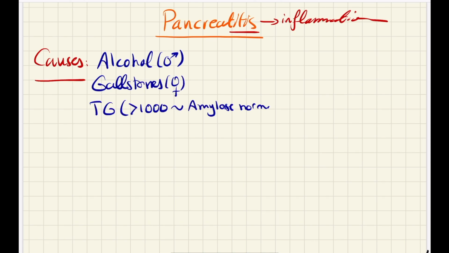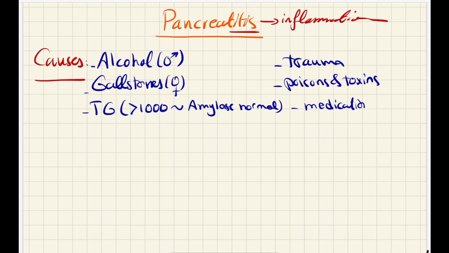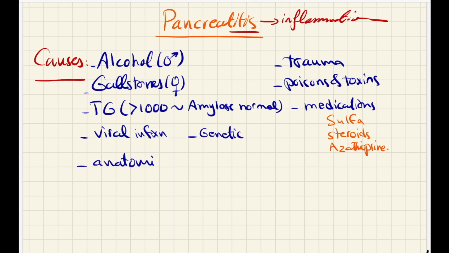Hypertriglyceridemia, more than 1000. Usually it's present with falsely normal amylase. Trauma, poisons and toxins. Medications, we can mention sulfa drugs, all the drugs that contain thia or thio, and steroids, and azathioprine, usually the main causes as medications. Also we have the virals, the mumps usually, and we have genetic causes, anatomic, usually pancreatic malformations and duodenum malformations.